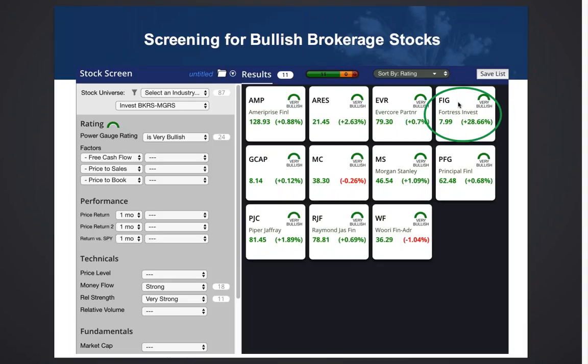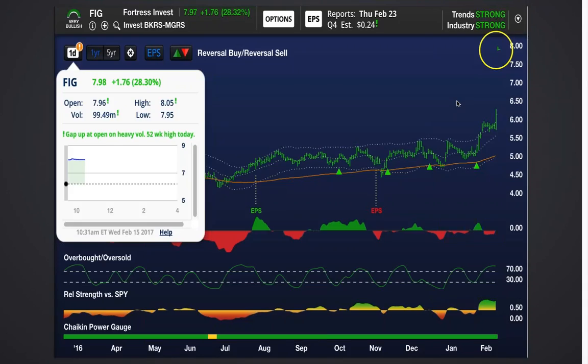One of those 11 names for the last 5 days has been Fortress Investments, FIG. It's a big hedge fund based out of London. Well, Fortress hit it big because they got a takeover bid from SoftBank today, and the stock gapped up 29% on the opening, making a new 52-week high. We had a buy signal in Chaikin Analytics. In this case, it's a reversal buy, when a stock gets oversold and then goes back up through a short-term moving average.